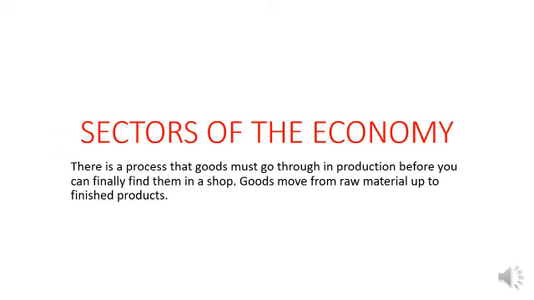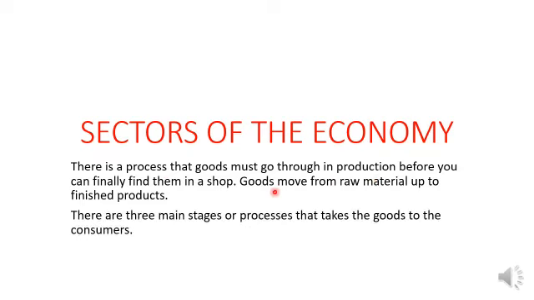Now, there is a process that goods must go through in production before you can finally find them in a shop. Goods move from raw materials up to finished products. In other words, before you can go to Checkers and buy something like cornflakes or Wet-Bix, there has been a process that product has gone through, and at some point it started as a raw material up until it came to be a final product, that is a finished product. So there is a process that they follow, starting from being a raw material up until it gets to be a final product.